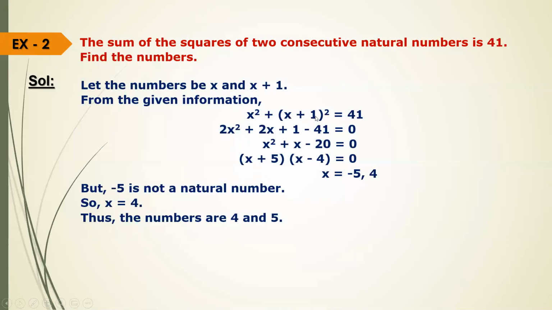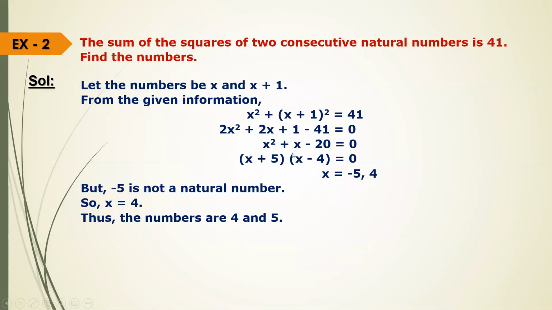Open the bracket using the formula of whole square and collect the like terms also. This will become 2x square plus 2x plus 1 minus 41 equal to 0. The next step will be 2x square plus 2x minus 40 equal to 0, out of which 2 is taken common to get x square plus x minus 20 equal to 0.